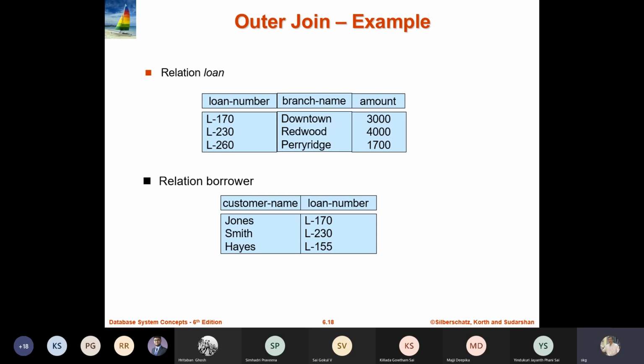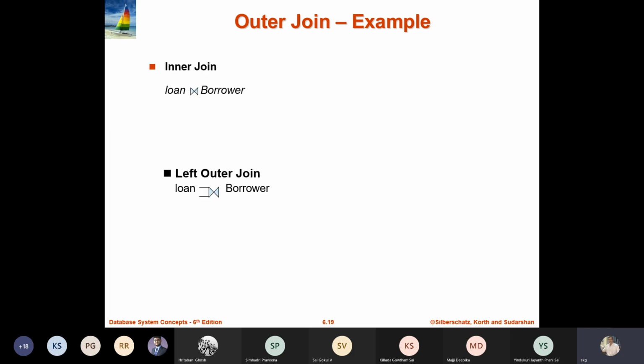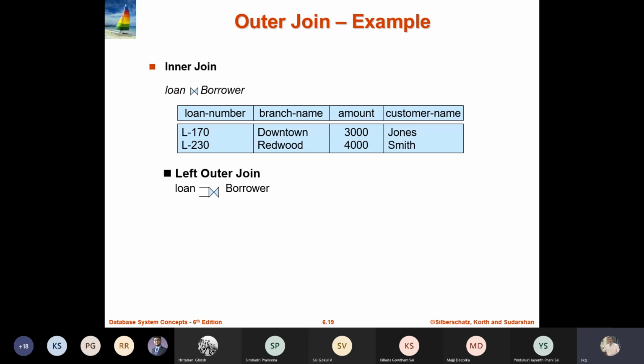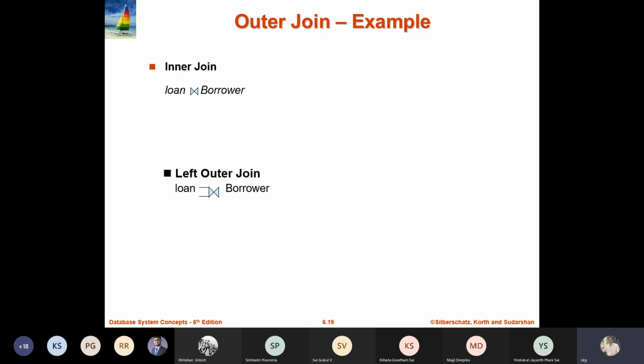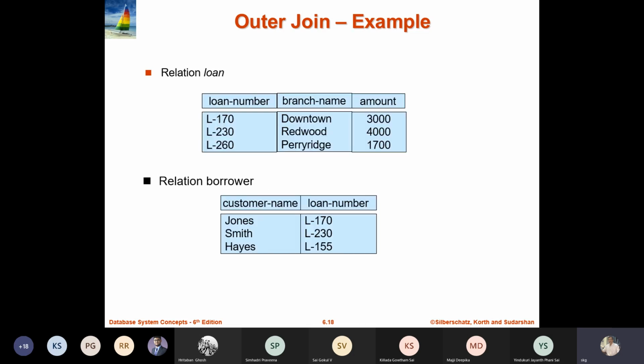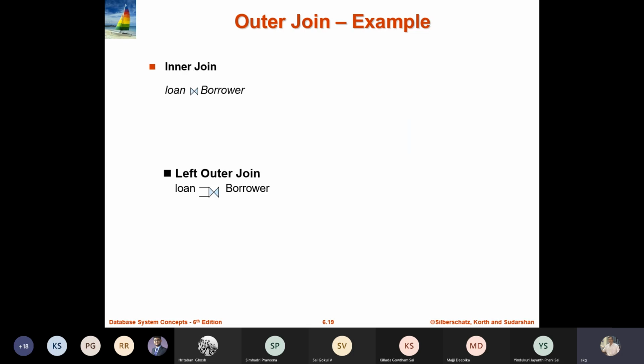So we have a relation loan, with loan number, branch name, amount, and a relation borrower, with customer name and loan number. The borrower relation has some of these same loan numbers, right? Okay, so there are two kinds of join. One is the inner join, where for loan and borrower every matching tuple will be there. So if you see, loan numbers L170 and L230 are common in the two relations.